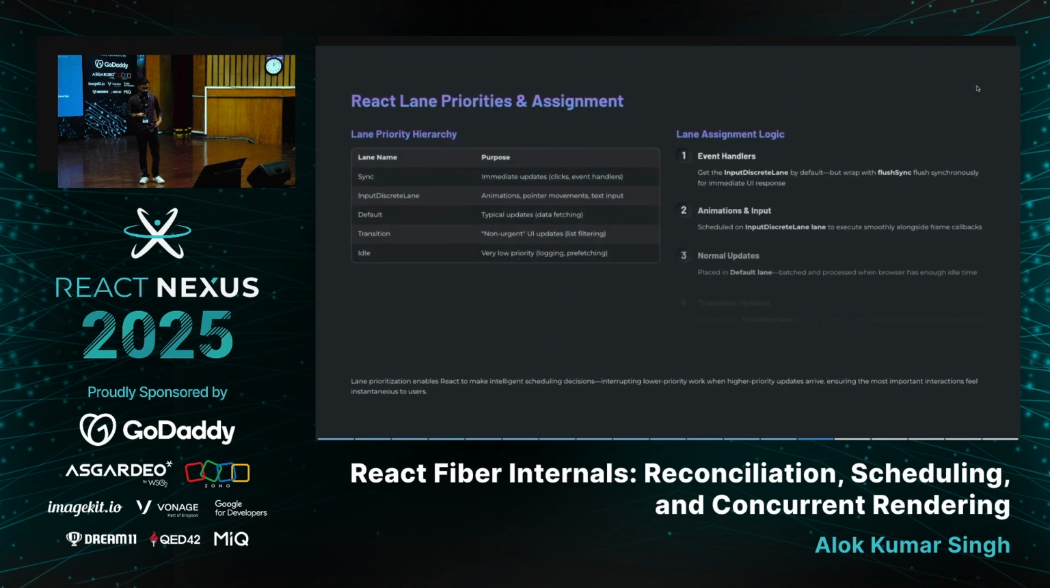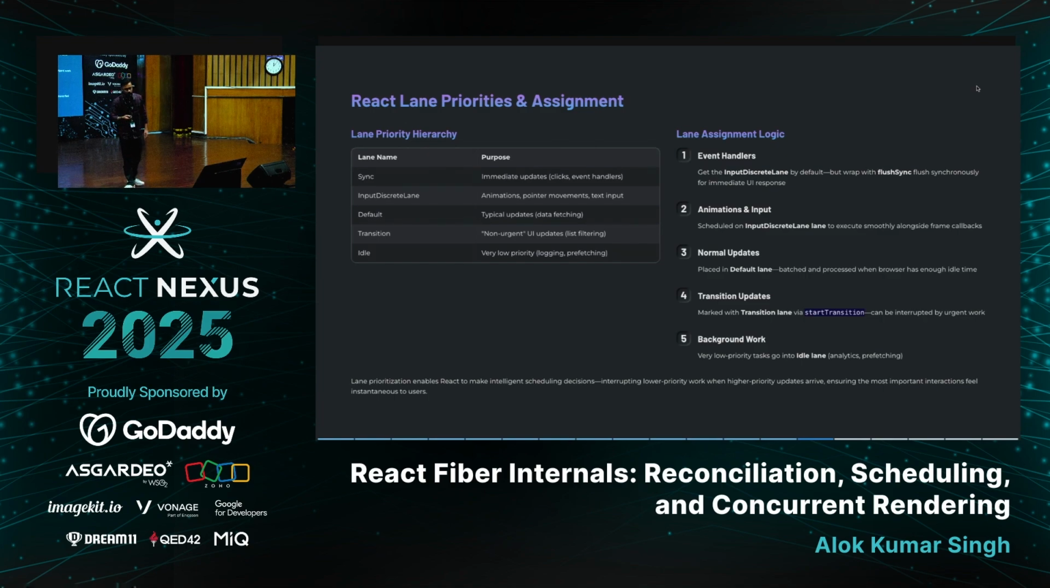So what are these lanes? How will React assign them? These are the five lanes. The sync lane, which is immediate: if you add your updates into the sync lane, it will immediately get invoked into the render tree. The second one is the input discrete lane. This is for user interaction events. The third one is default. This is for data fetching and all. If you do not assign or wrap your updates into any scheduler, then React will assign this default lane.